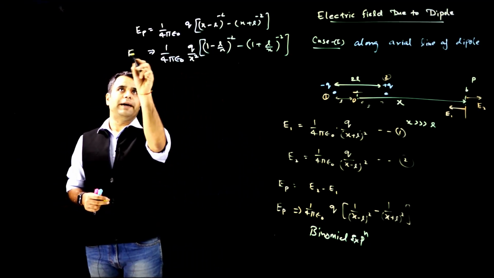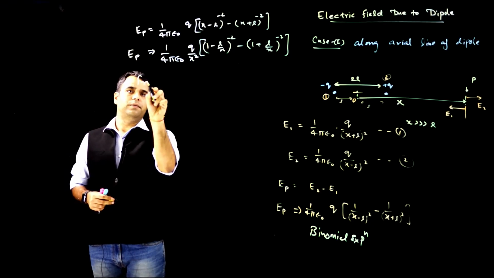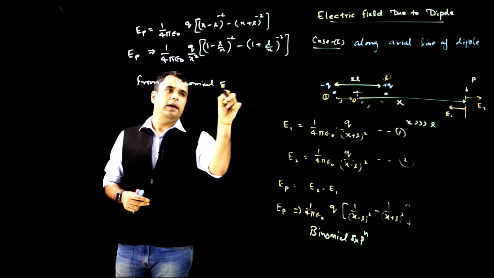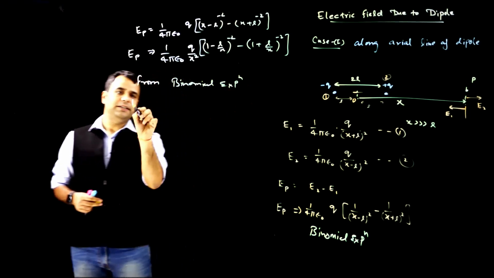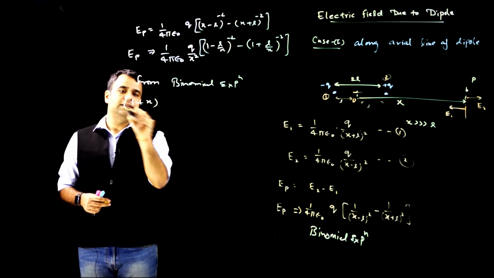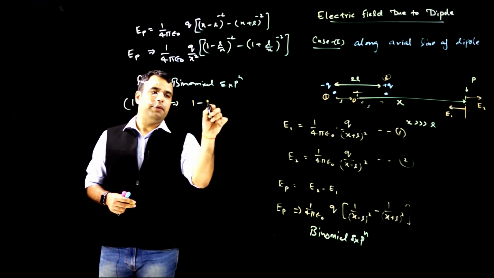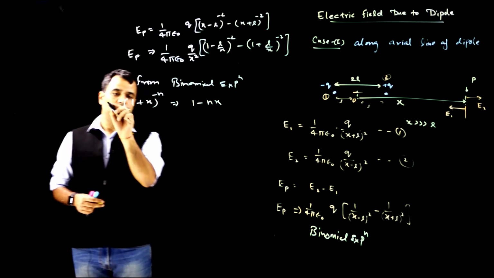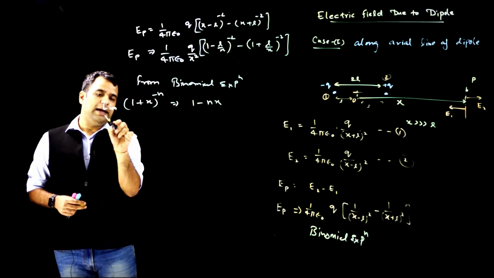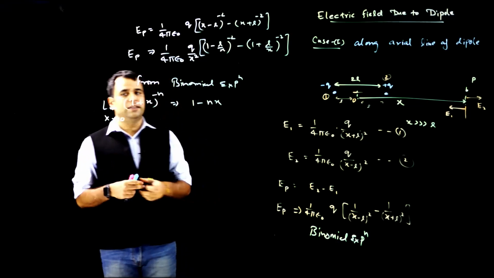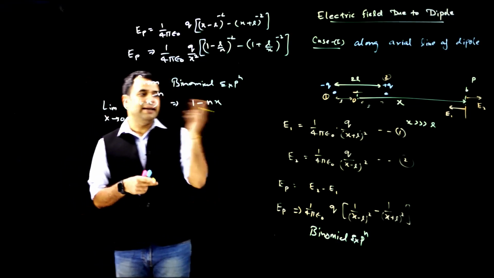Now let's use the binomial expansion. The binomial expansion is: (1 plus x) to the power minus n equals 1 minus nx, if x tends towards 0. So the value of x is tending towards 0. In that case, I can use this relationship.